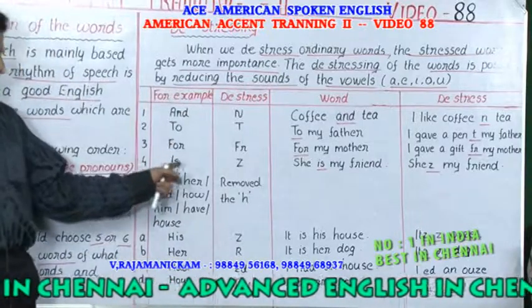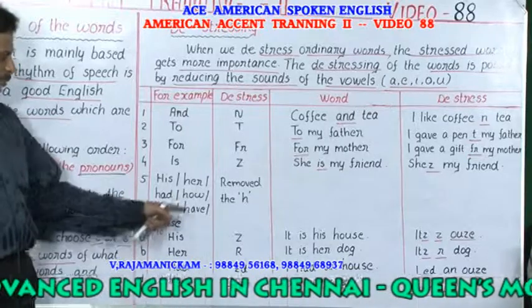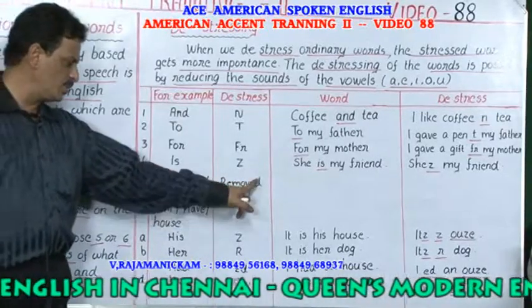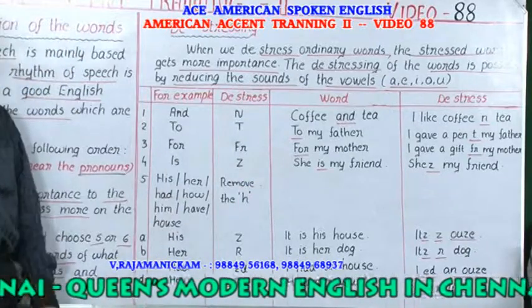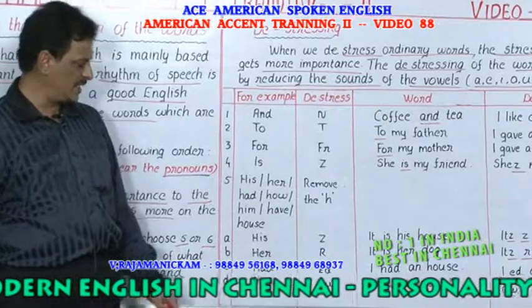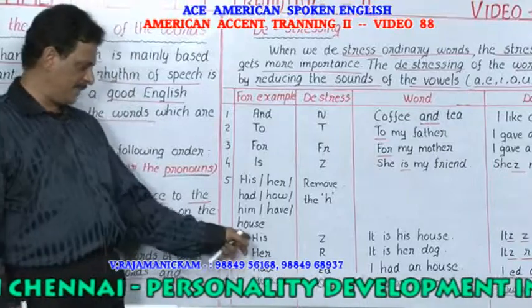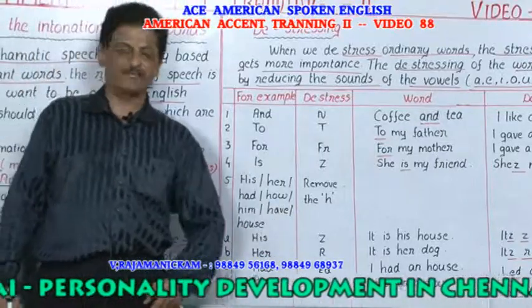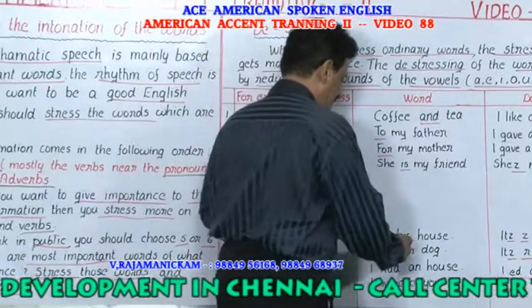For his, her, had, how, him, have, what should you do? Remove the H. For his, him, her, had, how, have, house, you are taking away the H. For example, H-I-S, how do you pronounce it? Is. Is his house. How do you say it? Is his house.